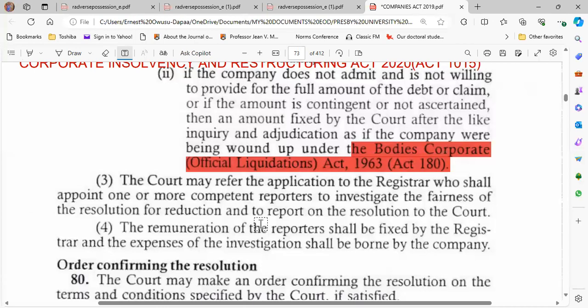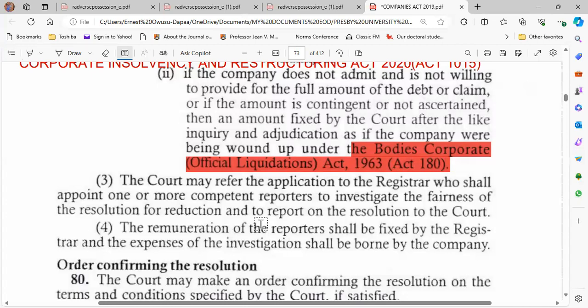So where the court does not have the time or the technical business expertise regarding whether the resolution they have passed to reduce the capital is reflecting the interests of all stakeholders, or is injurious to the interests of some stakeholders, then the court may want to be sure. So the court may want to refer to the Registrar of Companies.